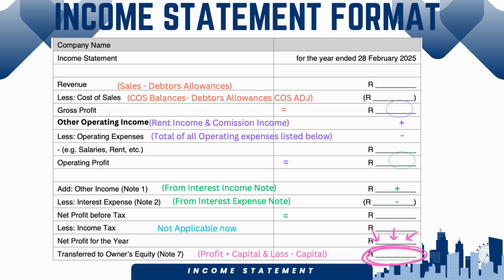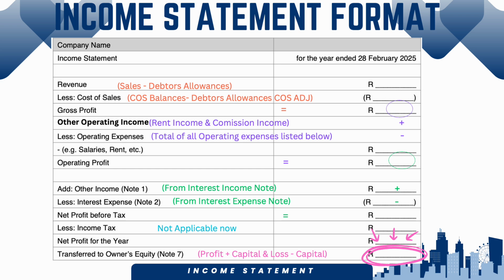Next up, we have our cost of sales. So our cost of sales is the cost of sales balance that you see in front of you, and we will deduct any additional debtors allowance transactions that might have happened, because cost of sales is a cost that only occurs when we have a sale. So when a debtor has sent back a sale or when we have reduced the sale because of a return, then our cost of sales will also reduce.